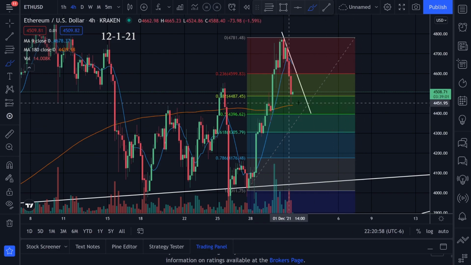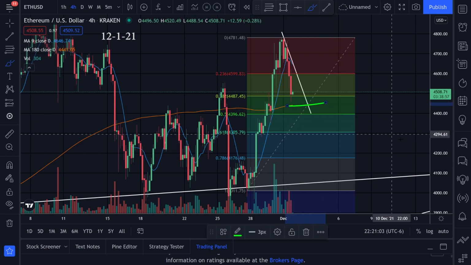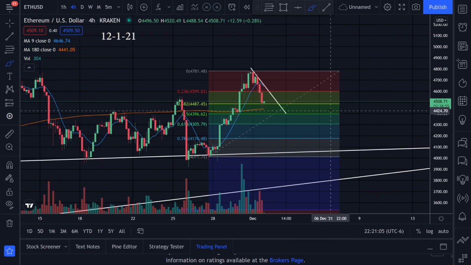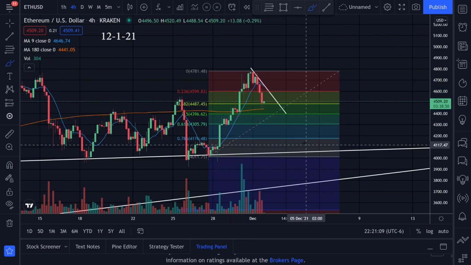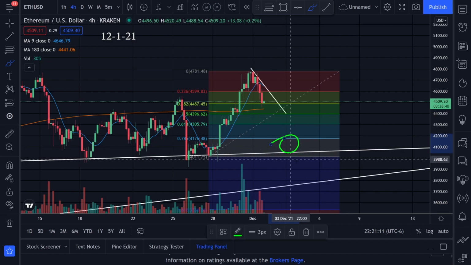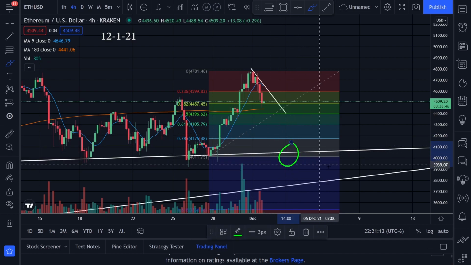I also have a limit order at 4400. I don't know if that's gotten filled yet. I don't think so. But yeah, we're still in this downtrend, so let's see if we can fill some of these limit orders, maybe even come down to this one. I don't know if that one's gonna happen or not, but I have it there just in case.